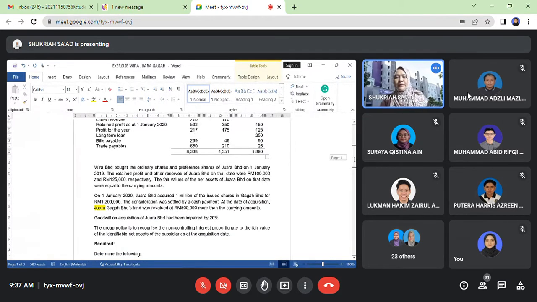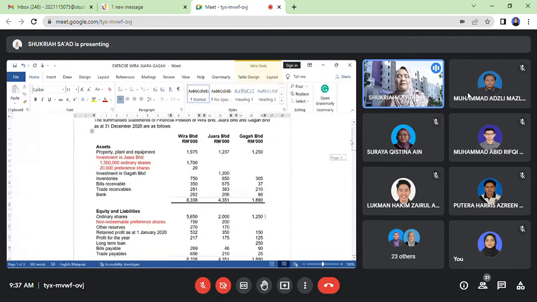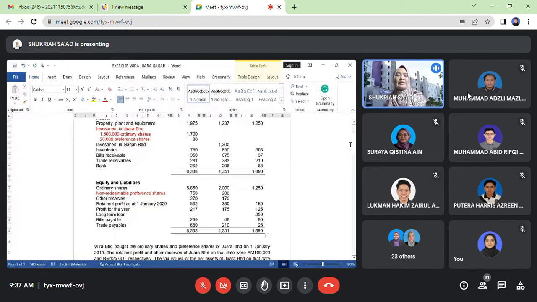Alright, next. Before that, in the financial position juga, kita kena identify banyak mana reserve yang kita ada. How many reserve that been provided. So in this case, we have 2 types of reserve. The first one is other reserve. Second one is the retained profit. Betul? Ada lagi ke dalam financial position? Tak ada. 2 saja.